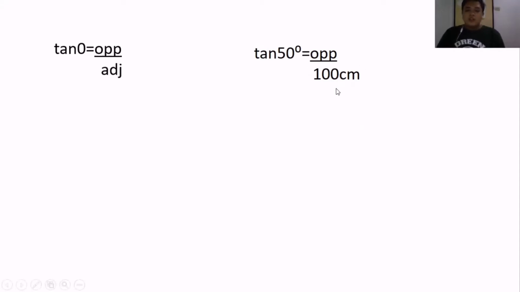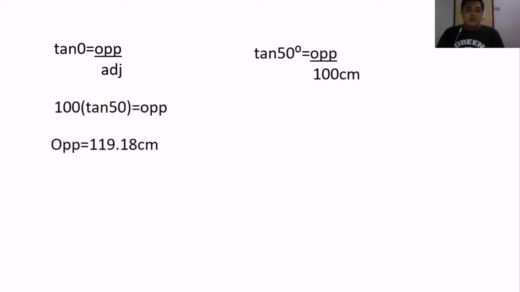Next, we will put 100 centimeters in front of tan, and it will look like this. As you can see, 100 is already on top of tan. After that, we will input that in our calculator, or if you can solve it with your mind, great. So, as you can see, if we input it in our calculator, our answer would be 119.18 centimeters. Now that we already have our B, our A, we can already solve for our C.